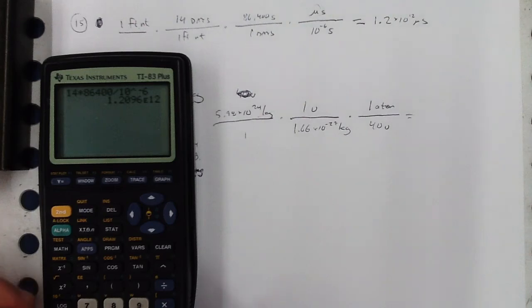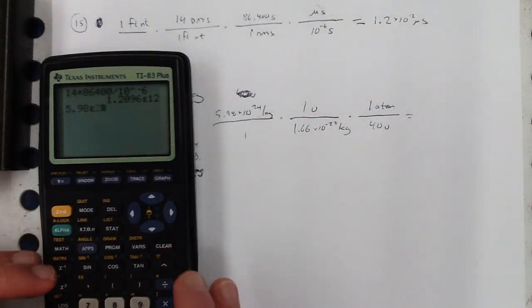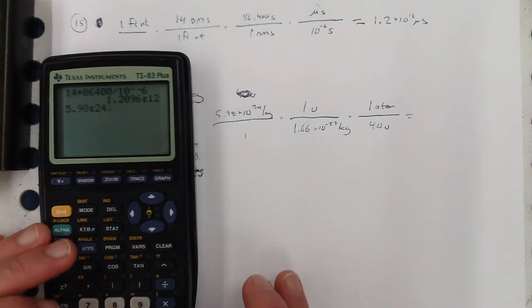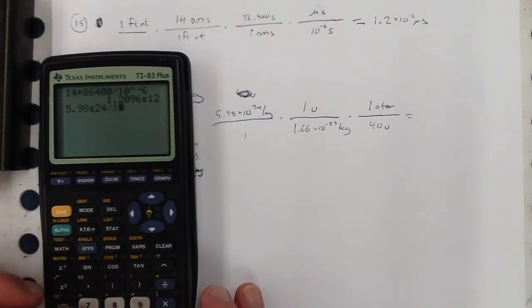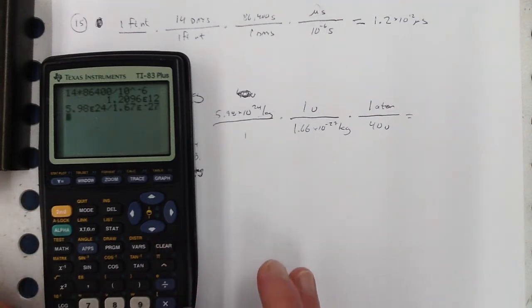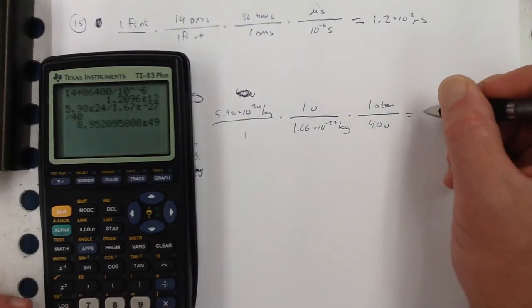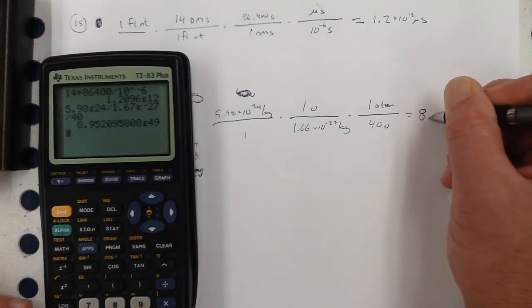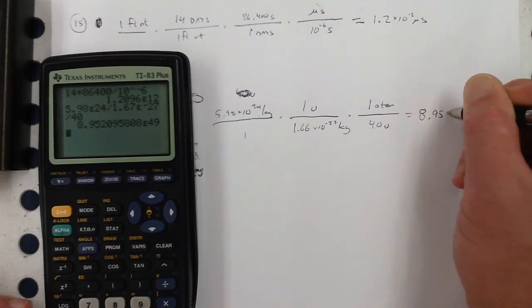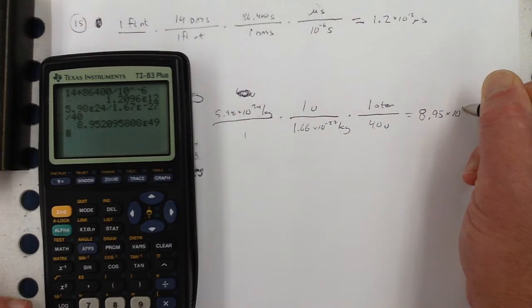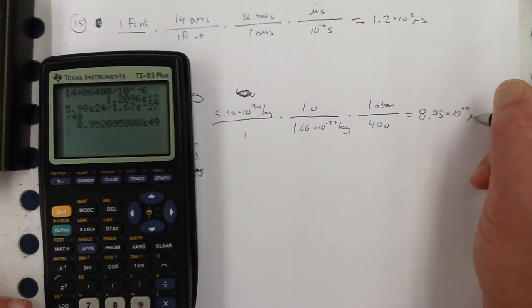So I've got 5.98 times 10 to the 24 divided by 1.67 times 10 to the negative 27 divided by 40. That gives us about 8.95 times 10 to the 49 atoms.